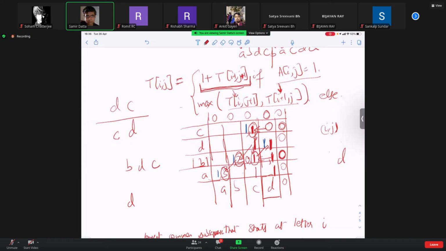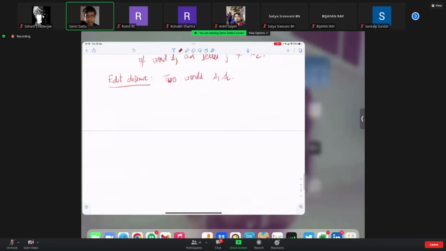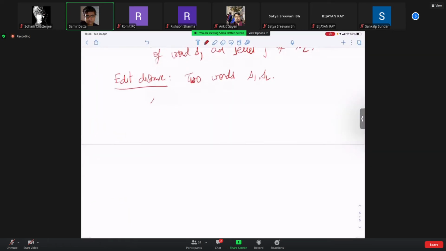So we did longest common subsequence, longest common word, and we did memoization. I leave the following problem for you to think about, that of edit distance. So you're given two words, S1 and S2, and you want to find the smallest number of edits that will convert S1 to S2.